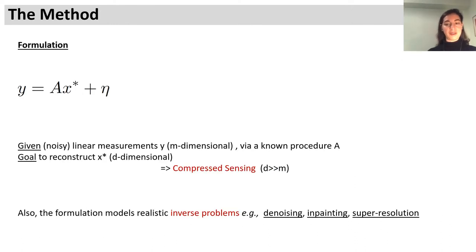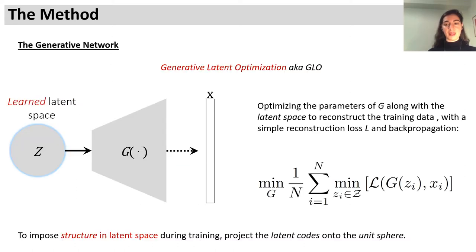We follow the classical formulation of a well-known and studied problem called compressed sensing, where we have linear measurements, possibly noisy, and we're trying to reconstruct the underlying signal. This formulation models a lot of interesting, realistic inverse problems. For our deep generative model, we use the Generative Latent Optimization Framework, or GLO. The goal is to train the network and optimize along with it the latent space using a simple reconstruction loss.